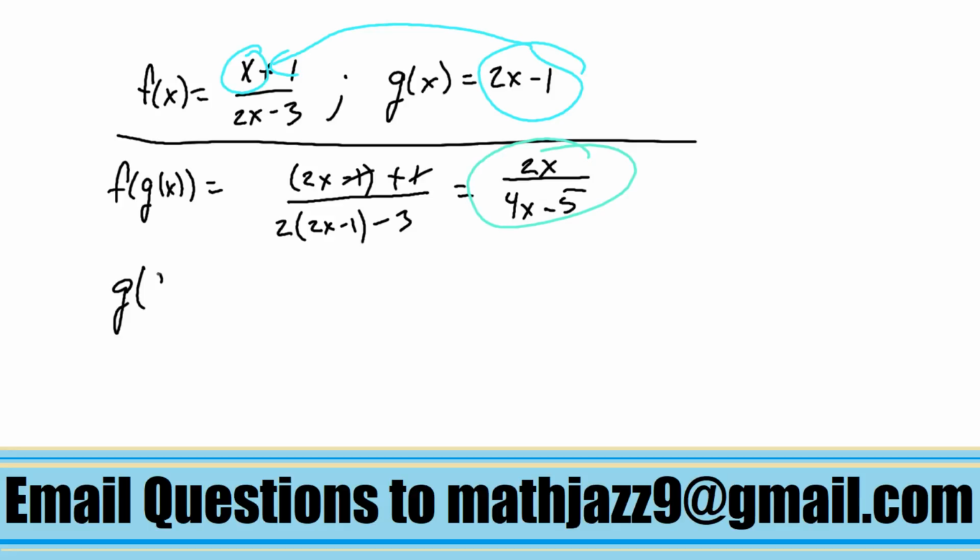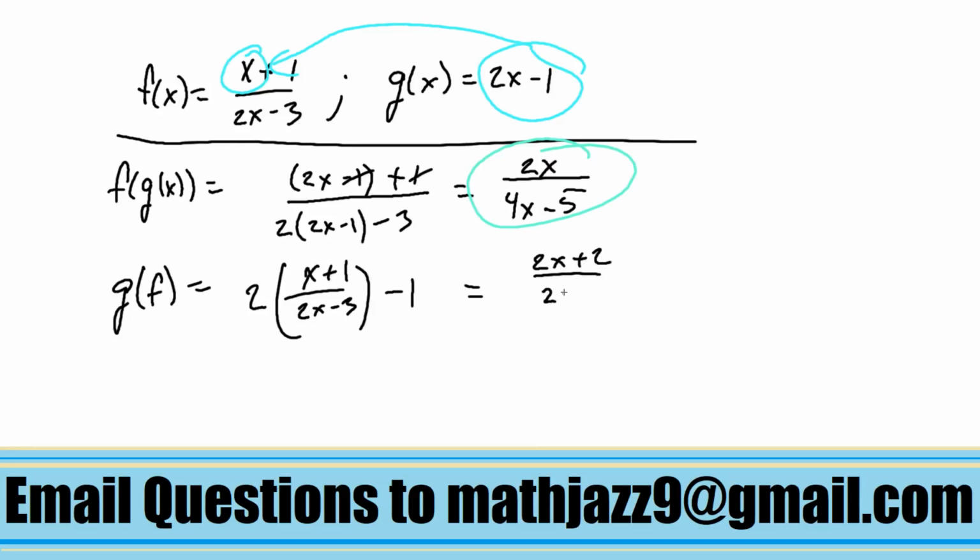Next one is g of f. We just plug in the other way around: all of f goes into g. So 2 times x plus 1 over 2x minus 3, minus 1, which is equal to 2x plus 2 over 2x minus 3, minus 1.